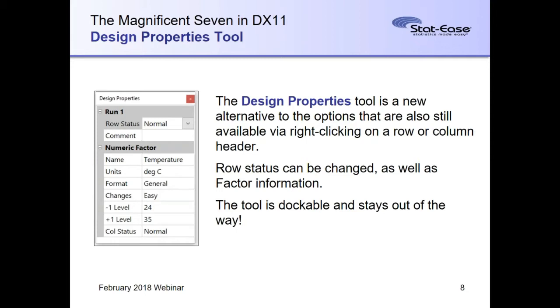If you right-click on a column header, you will find the Edit Info area in which you can change the factor name or units or the format. That will also now be available in a little Design Properties box. So it's much more obvious where you go to change any of these features. I think this will help out novices a lot with the software and just knowing where they can edit things. It brings it up front and becomes not quite as hidden.